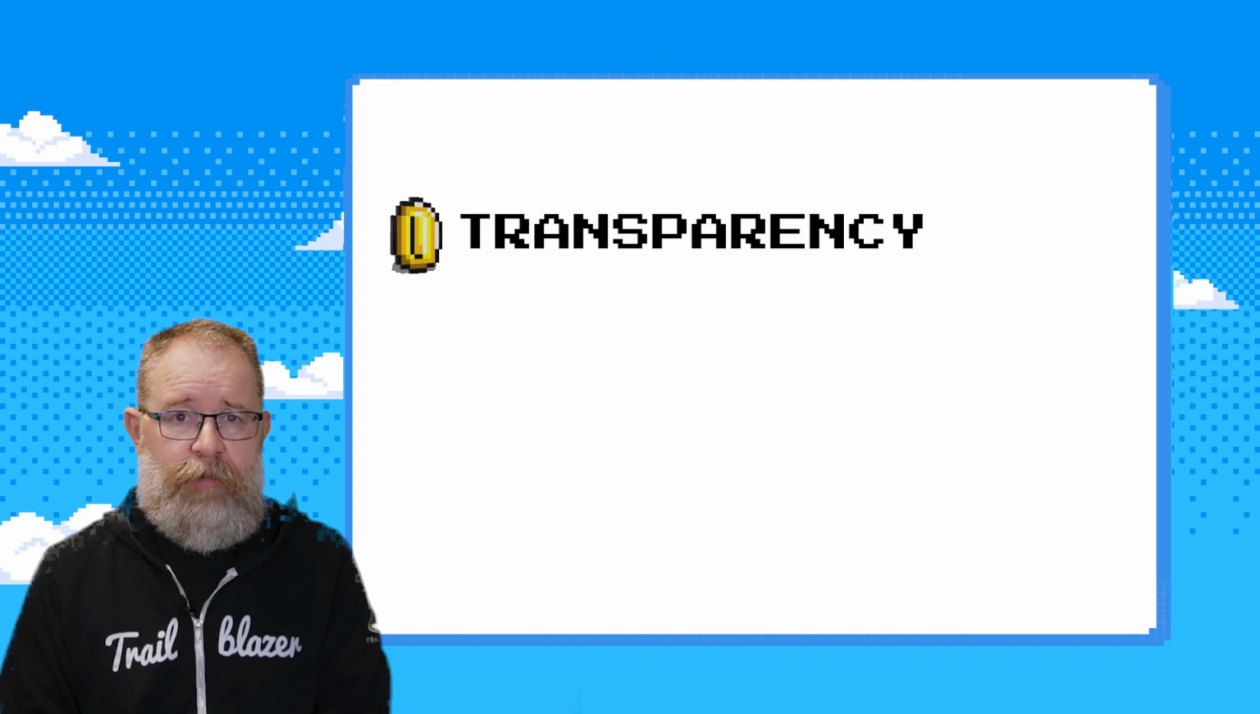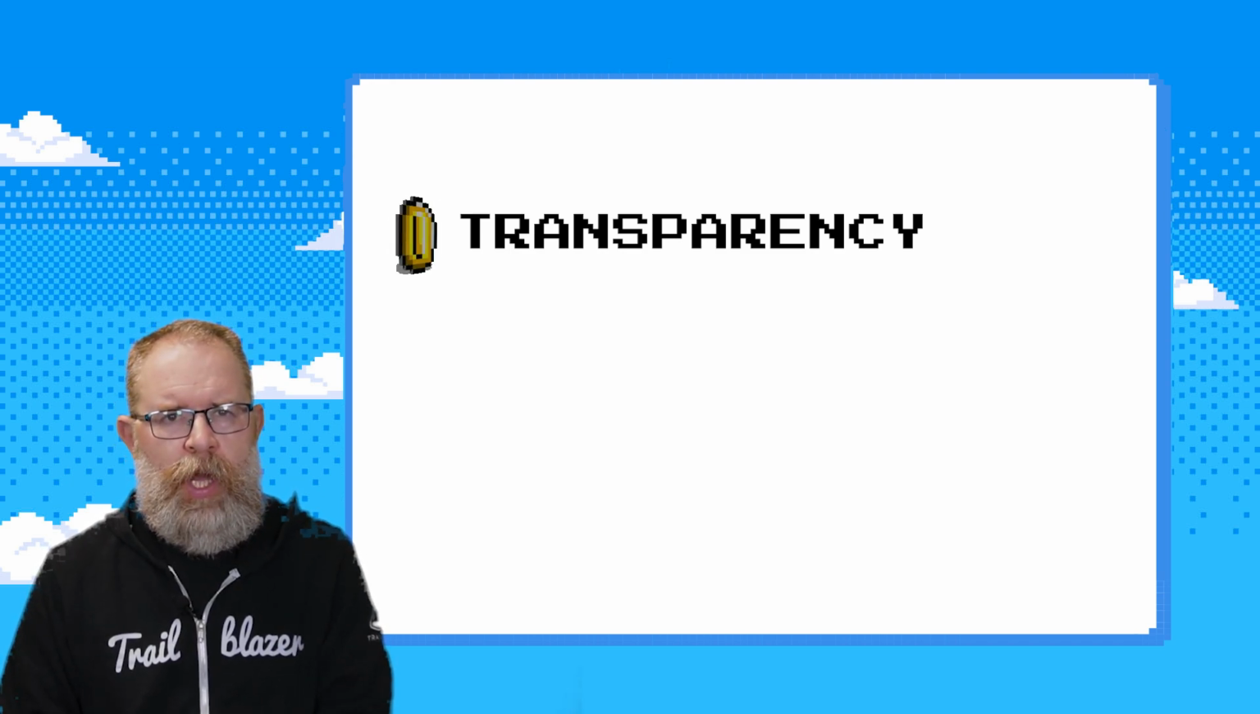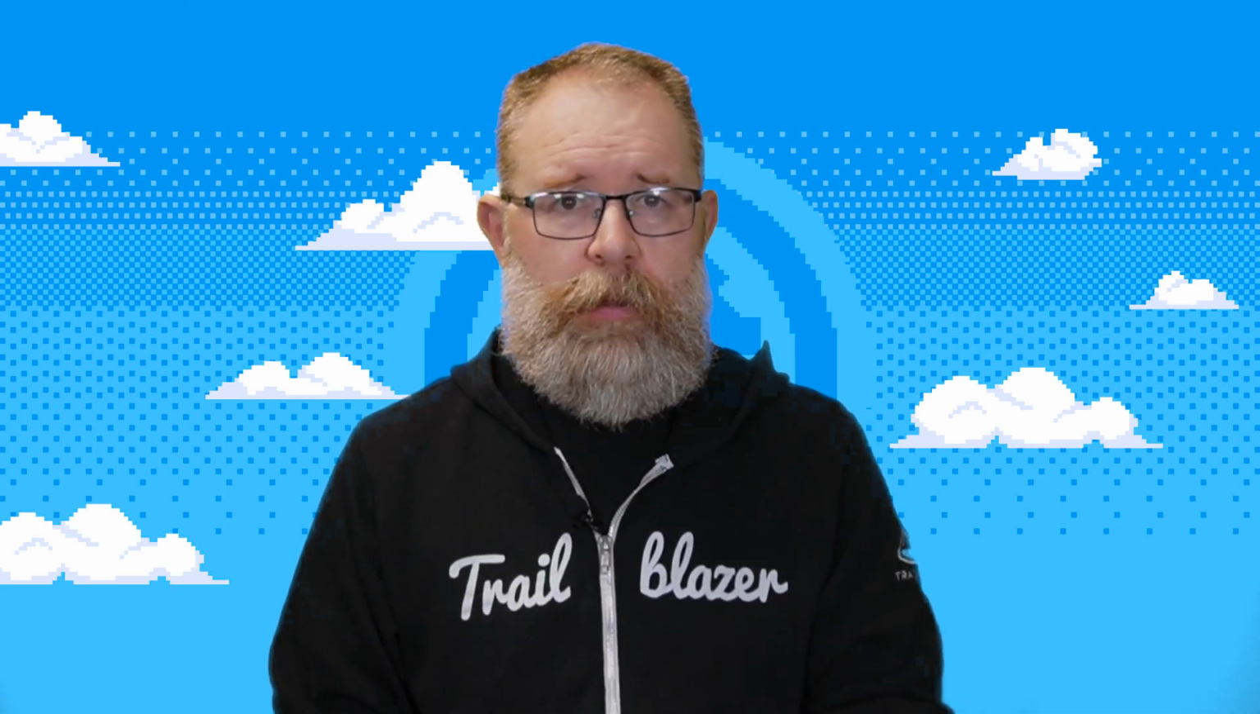Transparency. Everyone involved should have a clear understanding of the goals and how they contribute to them. And workflow tracking. Methodologies like Agile or Kanban are great for visualizing work and keeping things moving smoothly. At the end of the planning stage, you'll have a roadmap, a shared vision that sets the foundation for everything else.